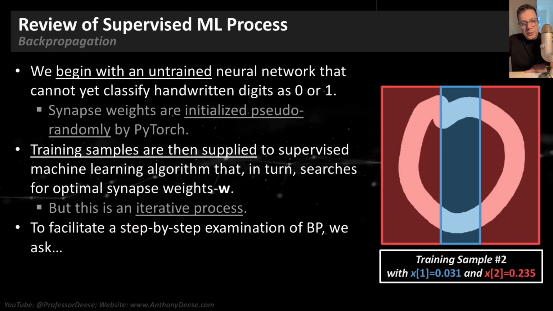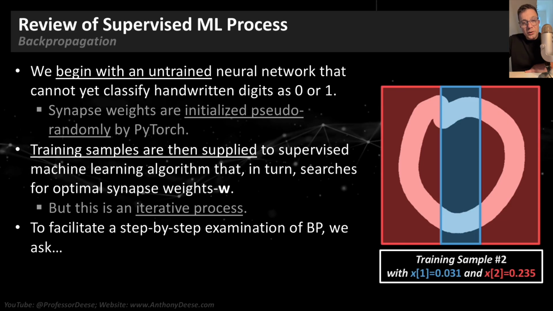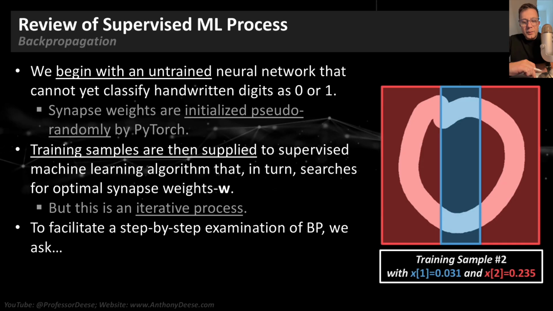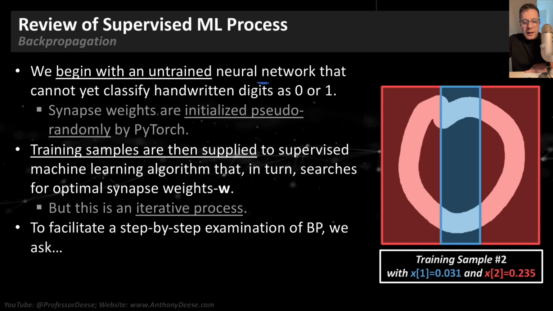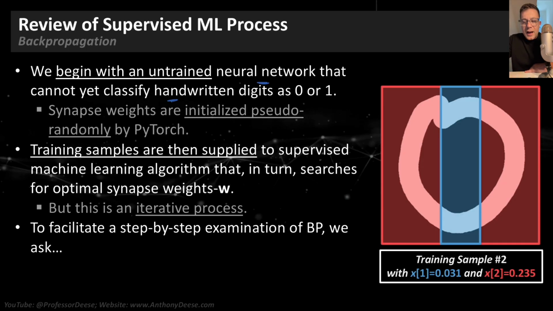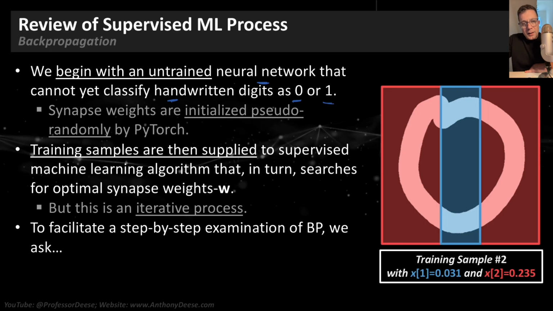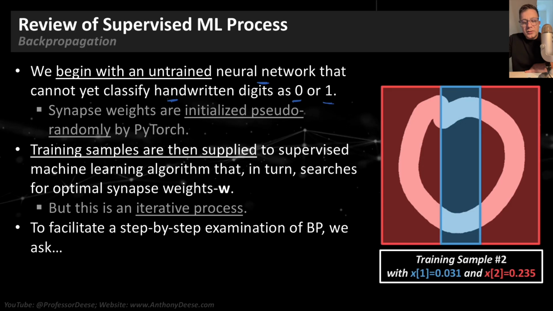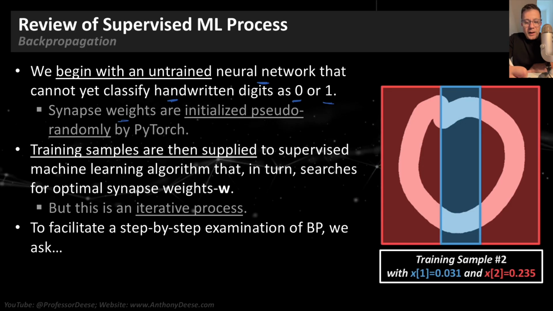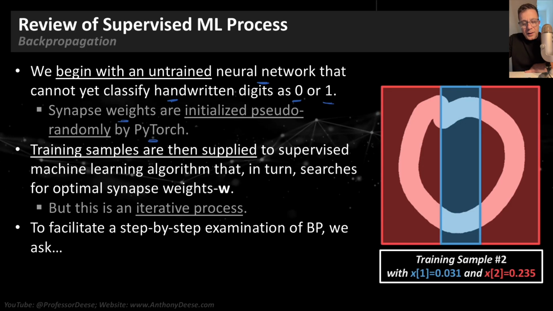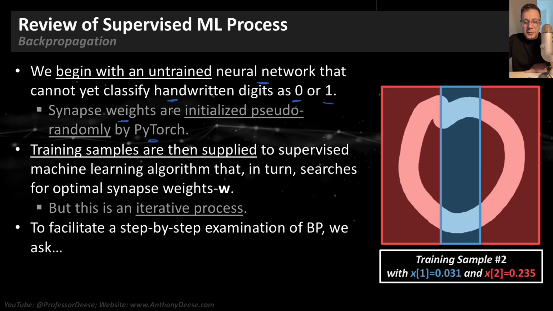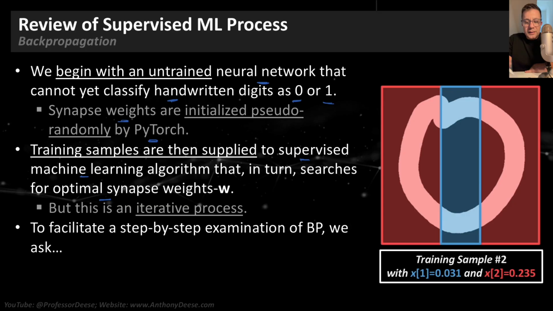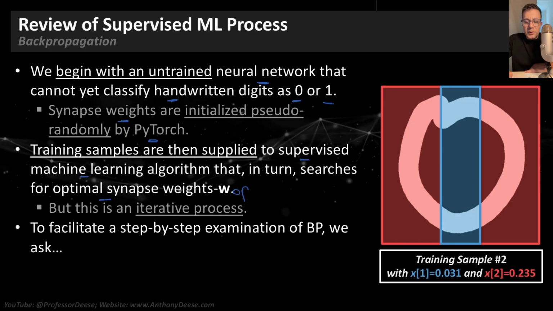So now we jump into the supervised machine learning process, or more specifically of interest here, the backpropagation process is part of that. We begin with an untrained neural network that cannot yet classify handwritten digits as 0 or 1. Remember, the untrained neural network structure is not enough to achieve this task. We need to optimize our synapse weights. Initially, the synapse weights are pseudo-randomized as done by PyTorch. Training samples are then supplied to the supervised machine learning algorithm that in turn searches for the optimal synapse weights, which we call W or W sub OPT.